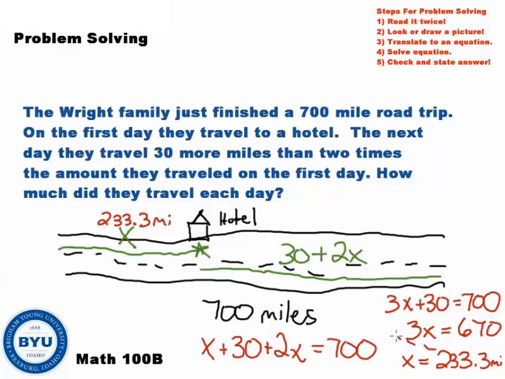We would have to plug this value in to figure out what they traveled on the second day. 30 plus 2 times 233.3 miles is 476.6 miles. Sorry, this should say 233 miles.